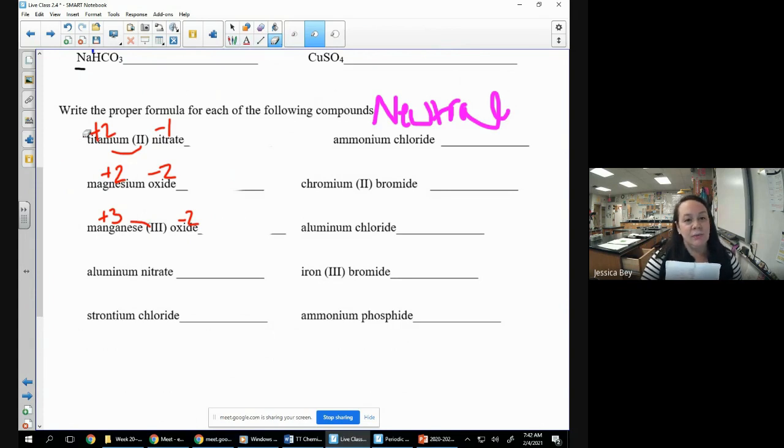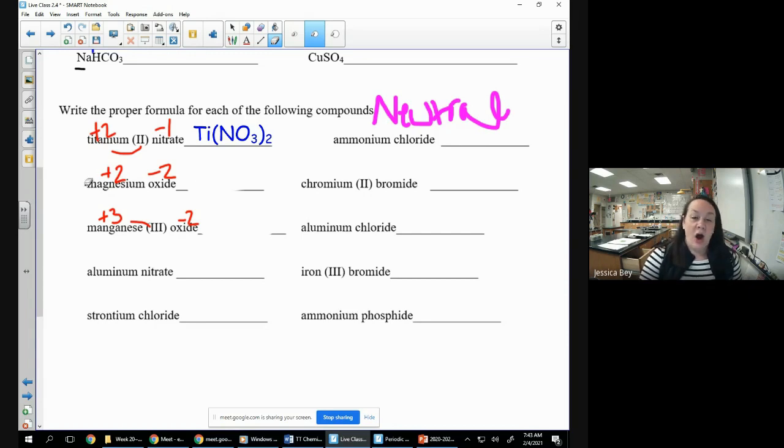Titanium's a +2. Nitrate, which is an NO3, is a -1. So in order to be neutral, I need titanium. Then I need my NO3, which is nitrate, in parentheses, because I need multiple of those, and I need a 2. Titanium nitrate. Awesome.